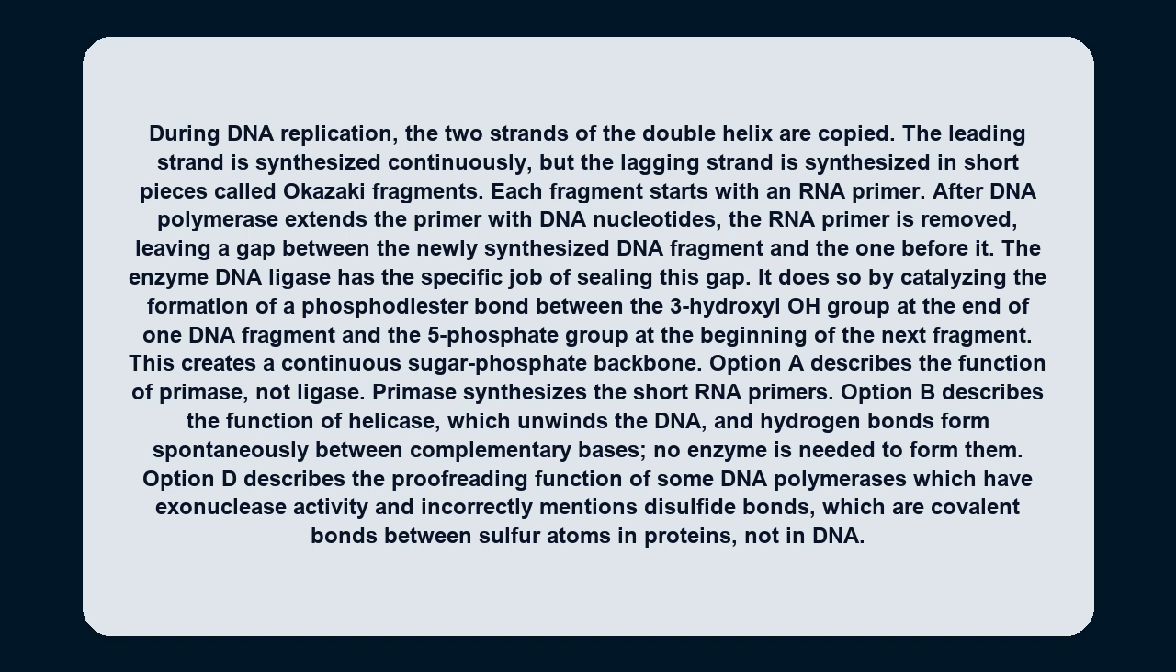Option B describes the function of helicase, which unwinds the DNA, and hydrogen bonds form spontaneously between complementary bases. No enzyme is needed to form them. Option D describes the proofreading function of some DNA polymerases, which have exonuclease activity, and incorrectly mentions disulfide bonds, which are covalent bonds between sulfur atoms in proteins, not in DNA.